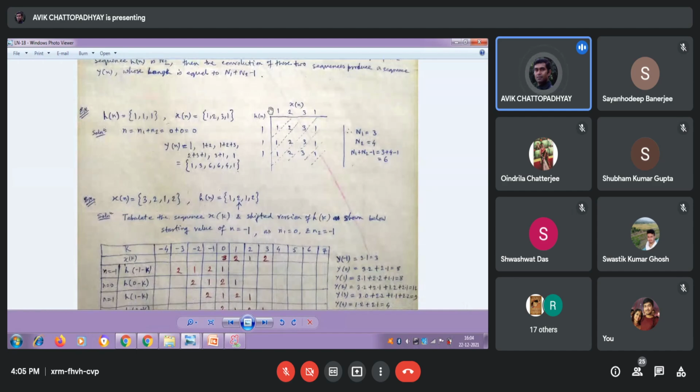It is shown that again Hn is 1, 1, 1. Here Xn is 1, 2, 3, 1. Length is 4, length is 3. So definitely the length of the convolved signal will be 4 plus 3 minus 1. That will be 6, and that is written over here. That length will be 6.